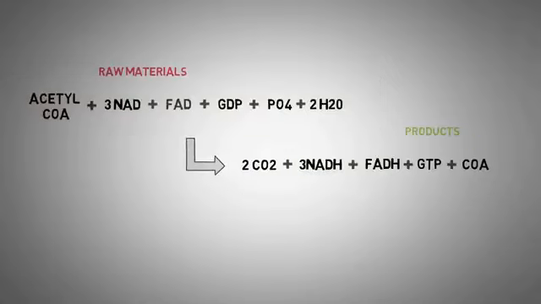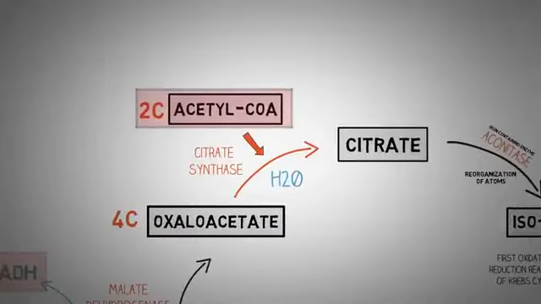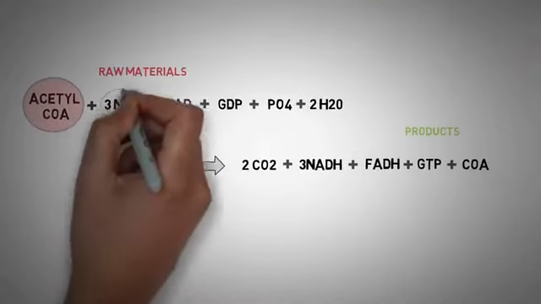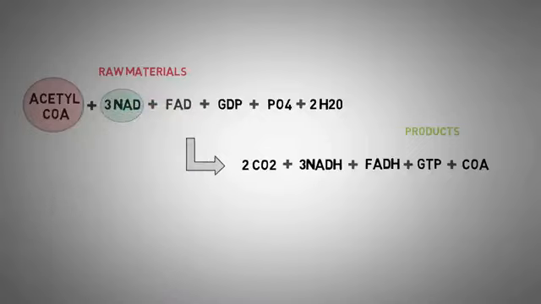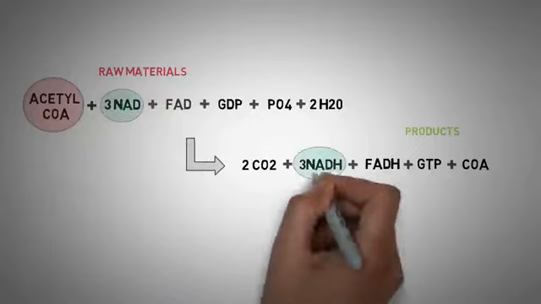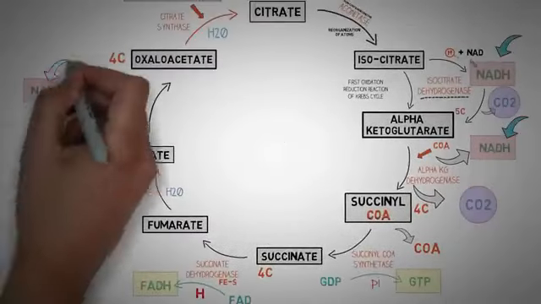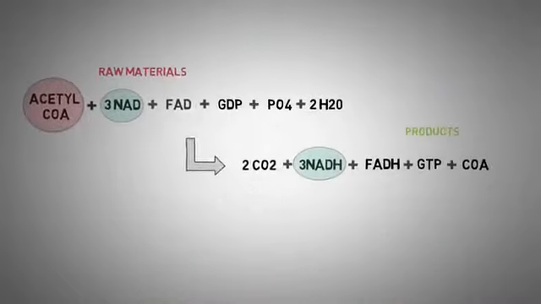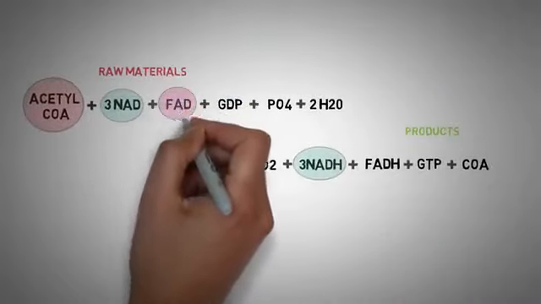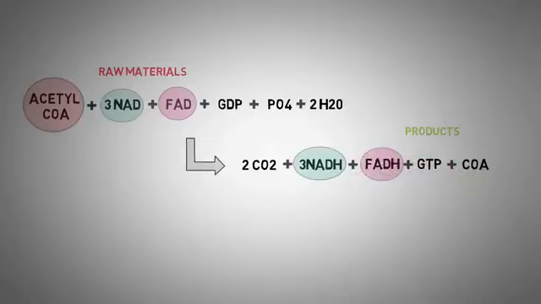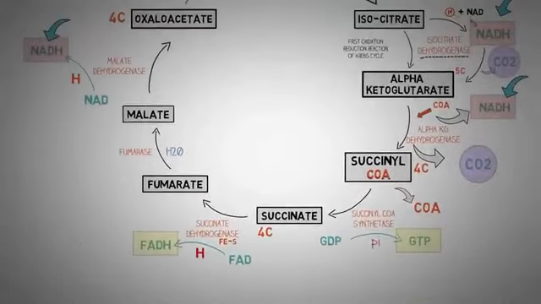Now, in every single turn of the Krebs cycle, we use 1 molecule of acetyl-CoA that combines here with the oxaloacetate to form citrate. 3 molecules of NAD are used in the Krebs cycle that get reduced to 3 molecules of NADH. Here you can see where the 3 NADH molecules are produced in the Krebs cycle. 1 FAD molecule is used, which gets reduced to 1 molecule of FADH. This FADH is produced in the conversion of succinate to fumarate here.